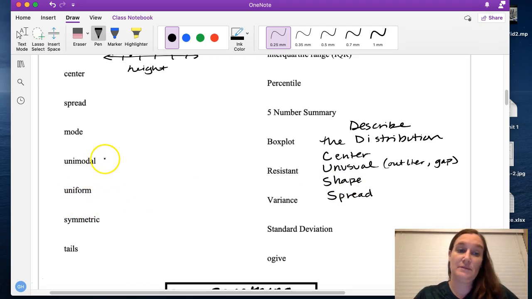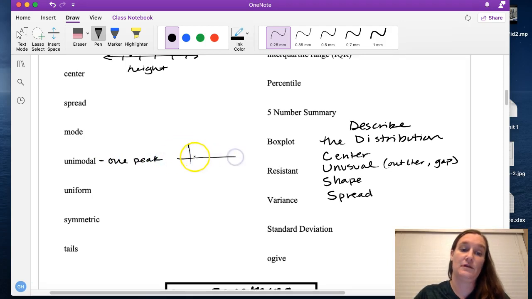All right, so the shape of a graph has kind of two parts to it. Your graph can either be unimodal or bimodal typically, or it could be uniform. Unimodal means that it only has one peak, all right, one highest point. So a unimodal graph might be something like this, versus bimodal has two peaks and maybe looks like a camel's back, where it has two peaks.